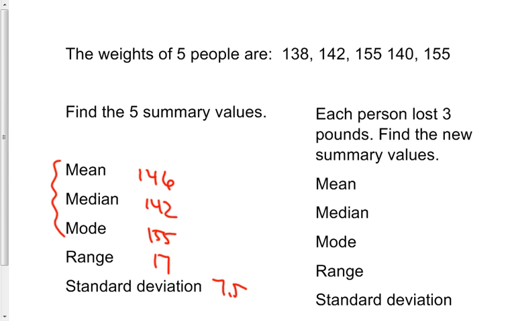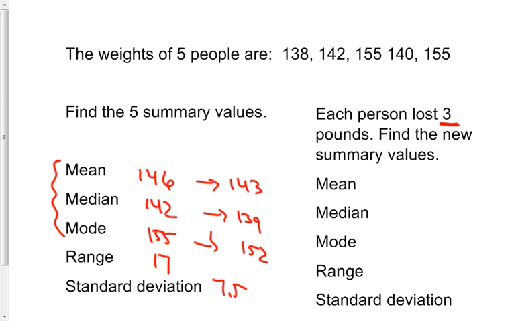So if the rule holds, and each person is losing 3 pounds, I should be able to take each one of the measures of center, mean, median, and mode, and just subtract 3 from each of those. So I think my answers should end up being 143, 139, and 152 for the new mean, median, and mode. The range and standard deviation should stay the same. So how can I check just to make sure that I'm on the right track or not?